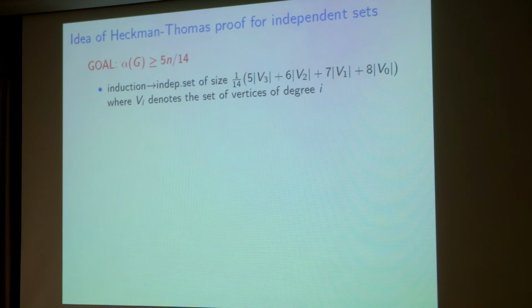The proposal is the following. Try to gain something extra from vertices of lower degree. Let V3 be the vertices of degree 3, V2 the vertices of degree 2, V1 the vertices of degree 1, and V0 the isolated vertices. The original conjecture says that for each of these vertices I would like to obtain a 5/14 contribution to my independent set. But maybe for vertices of lower degree I can get 1/14 extra for each degree that they are missing.